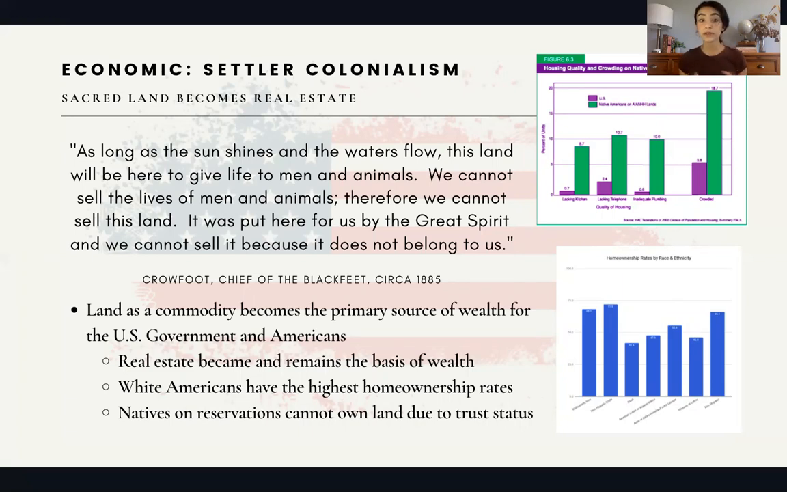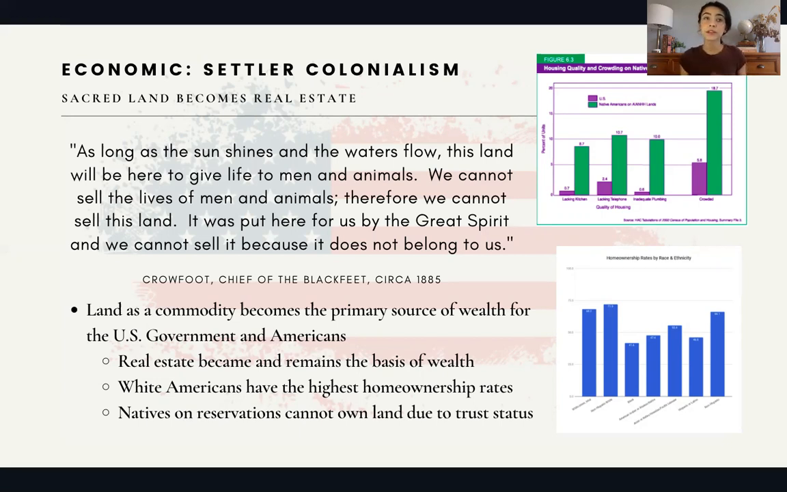We have a quote here from Crowfoot. He's the chief of the Blackfeet. And around the year 1885, he releases a statement that says, "As long as the sun shines and the waters flow, this land will be here to give life to men and animals. We cannot sell the lives of men and animals, therefore we cannot sell this land. It was put here for us by the Great Spirit, and we cannot sell it because it does not belong to us." Hopefully, this quote gives you an understanding of what it meant for this land to be sacred and why it wasn't sold like a commodity.